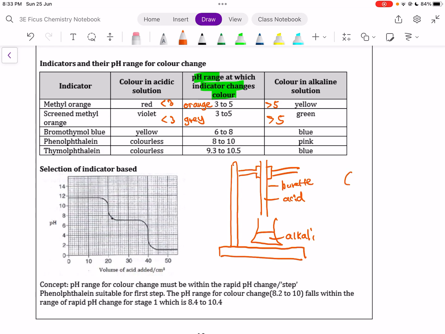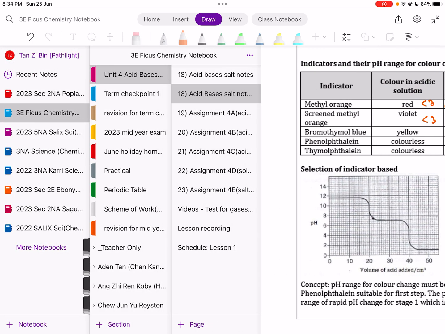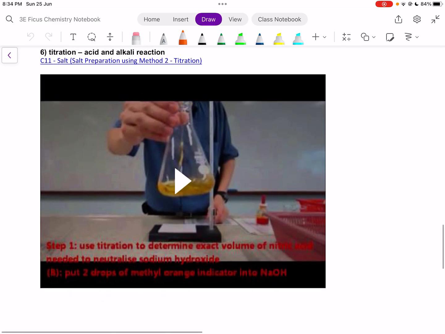Then your pipette. We will let you have a chance to have a feel and do titration. It's one of those very standard practical skills that you must have as a pure chemistry student. So the setup looks like this. Then you add 1 to 2 drops of indicator at the start, before you add anything from the burette, and you monitor the color change.